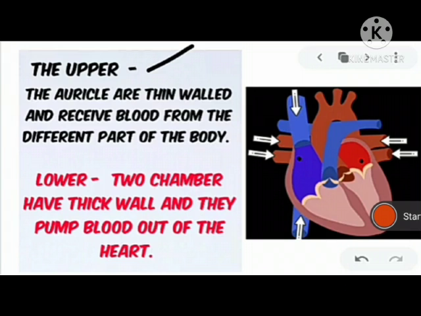And always remember that the left side of the heart contains pure blood or oxygenated blood, while the right side of the heart contains impure blood or deoxygenated blood. Right? Okay, thank you children, and the rest of the part we will continue in the next video.